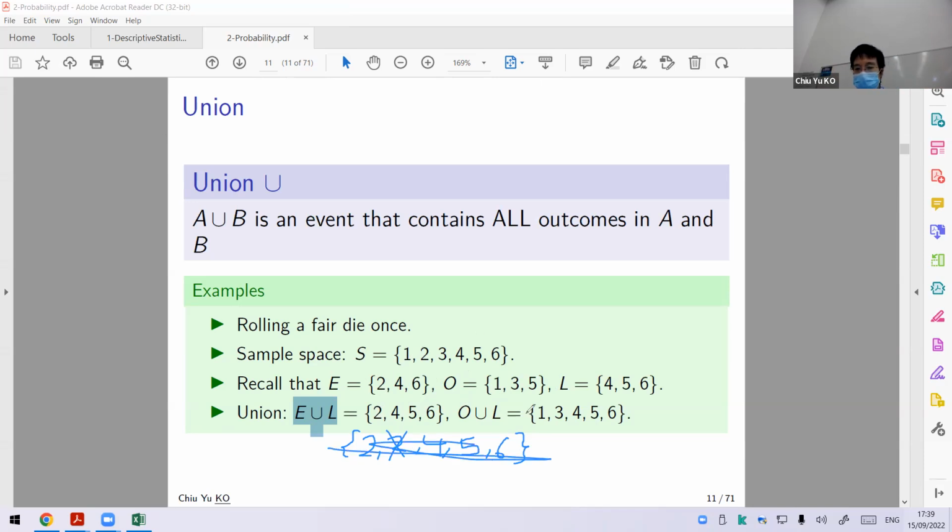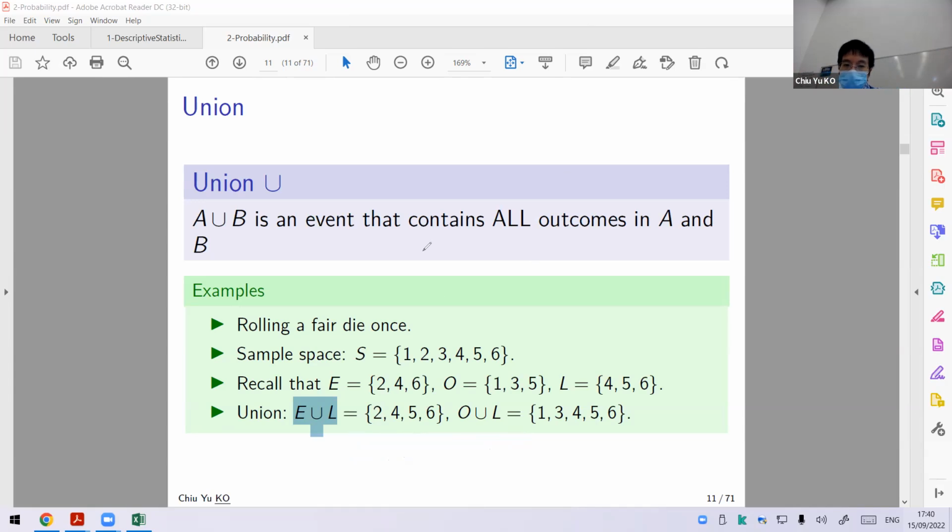And O union L will be 1, 3, 4, 5, 6. Ask yourself, what is E union O? E union O will be just S, because we have everything, 1, 2, 3, 4, 5, 6. Even and odd together must be everything there. Is that okay? So that is union.